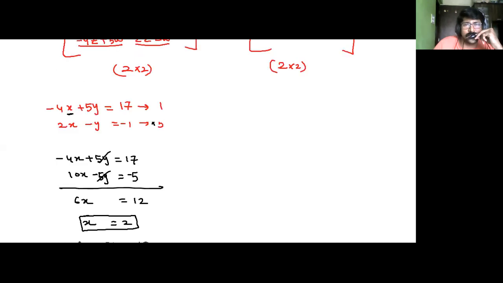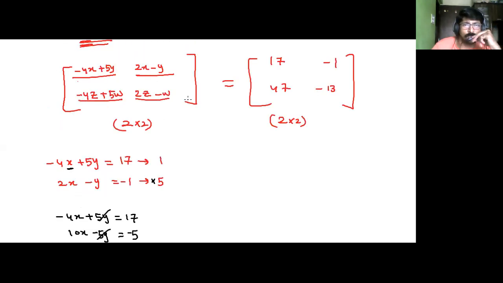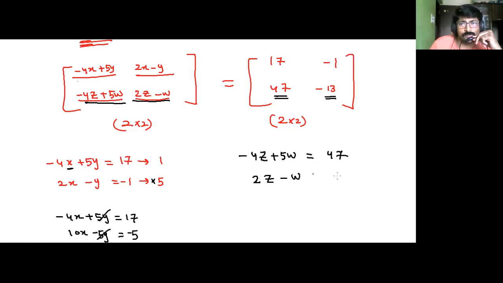Similarly, you are going to get the values of z and w. How are you going to do that? Same thing. Minus 4z plus 5w is equal to, look at this, 47, and 2z minus w is equal to minus 30. You understood, guys? Now what should be done? Again what are we going to do? We'll multiply this equation number 2 with, or you can multiply it by just 2.